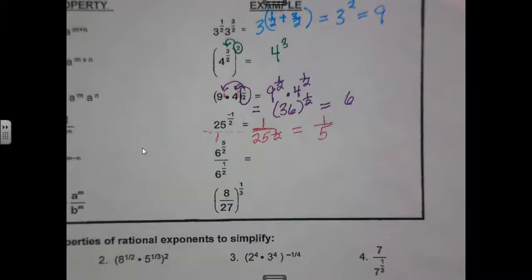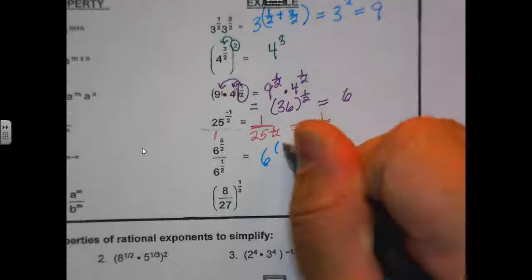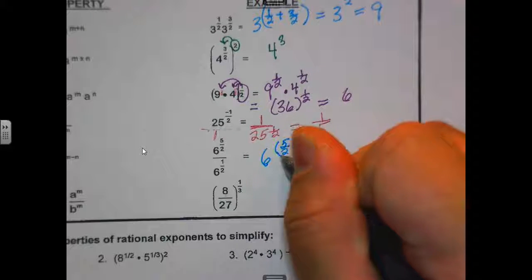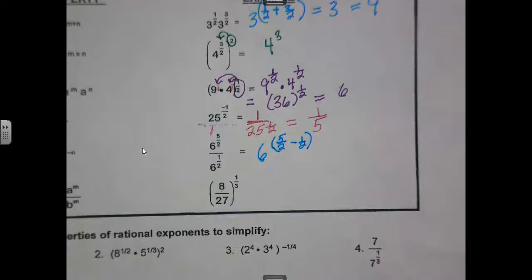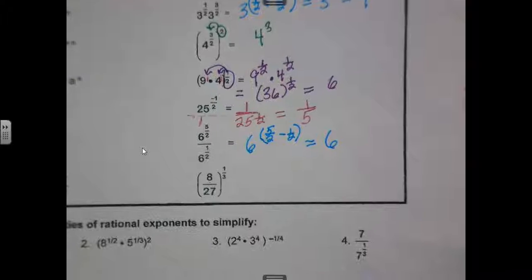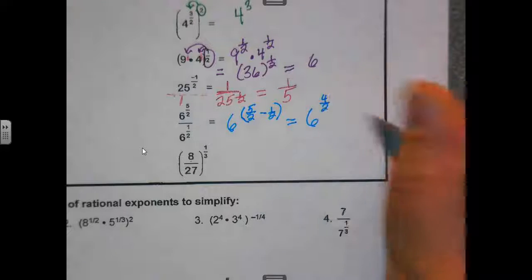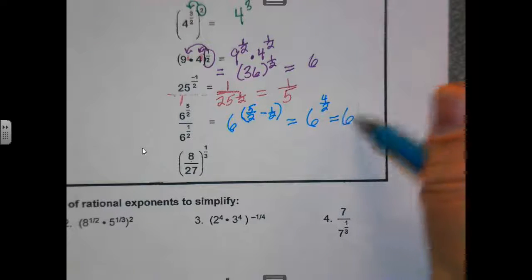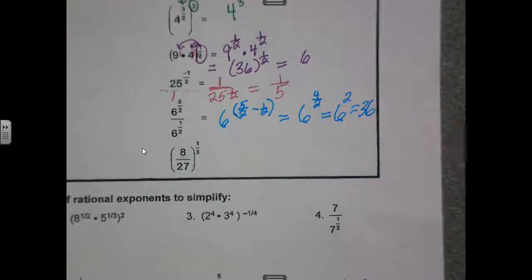What do I do when I have a fraction with the same base? That's right, subtract the exponents. I have 6 to the 5/2 minus 1/2. 5/2 minus 1/2 is what? Use your calculators if you're having problems. That's right, 4/2. And what is 4/2? 2. What's 6 squared? Okay, you can stop at 6 squared.